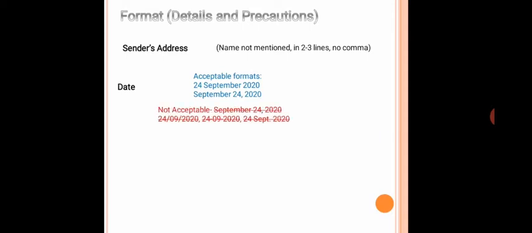Now, some formats which are not acceptable and which many students generally use have been shown here. September 24, 2020, this one actually is the acceptable format, so you could ignore this part. The other 3 formats, they are not acceptable. 24/9/2020 with obliques in between, or full stops in between, or dashes in between, or abbreviating the name of the month, these are not acceptable.